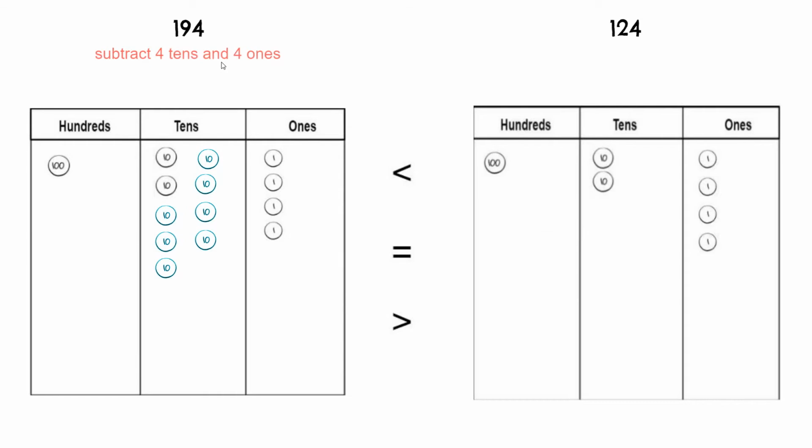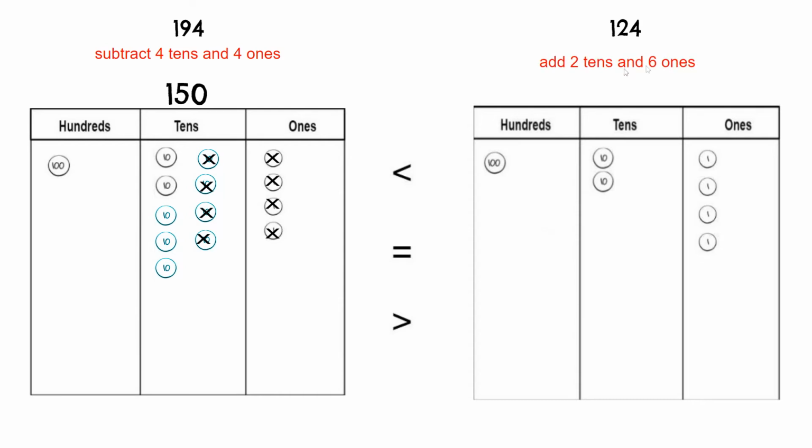All right, we still have 194 and 124. But right here, it says subtract 4 tens and 4 ones. So let's go ahead and go to our tens place value spot and take away 4 tens first, and then let's take away 4 ones, okay? Here we go. Take away 1, 2, 3, 4 tens. Now it says 4 ones. Take away 1, 2, 3, 4. Now, we are left with 100, 110, 120, 130, 140, 150.